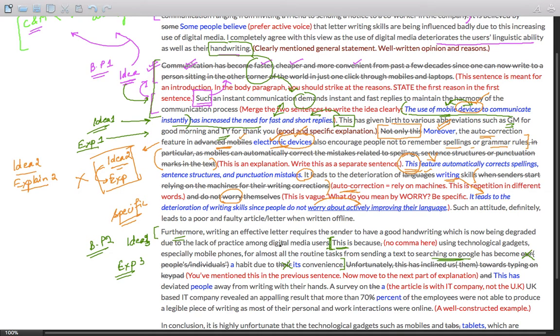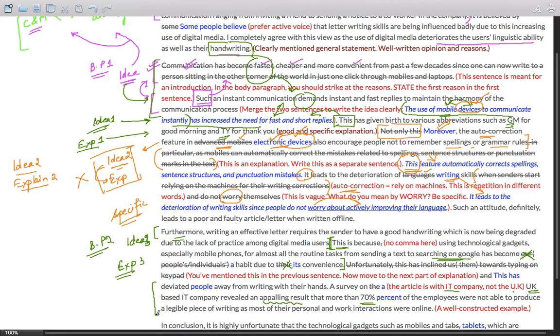So this is something which is important for not using the pronouns at all the places. And the student further explains this in the following sentences. Very well explanation indeed. Use the example of an IT company in United Kingdom with 70%. So the results were appalling in nature.